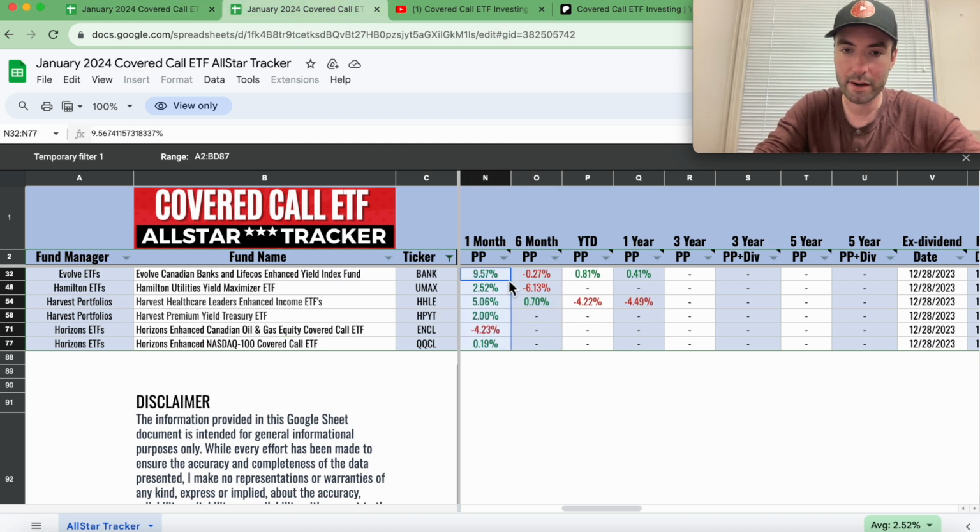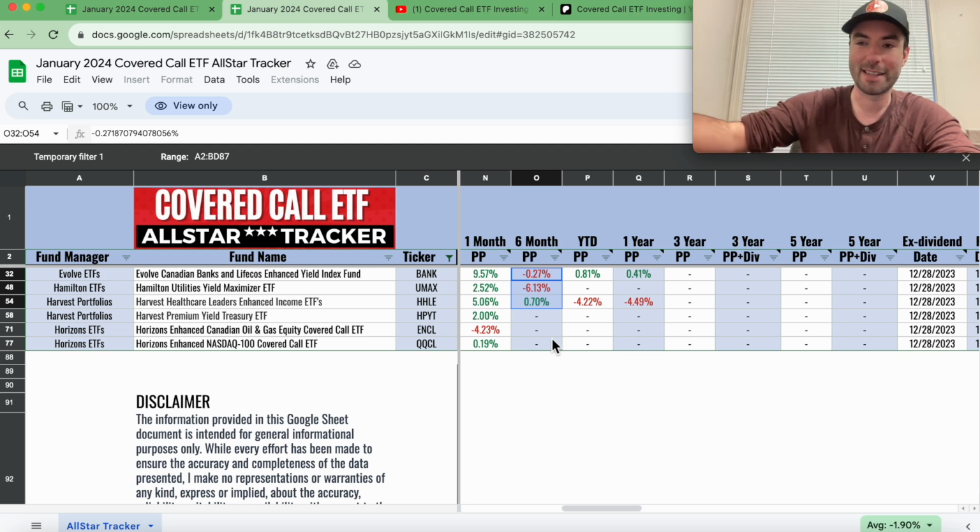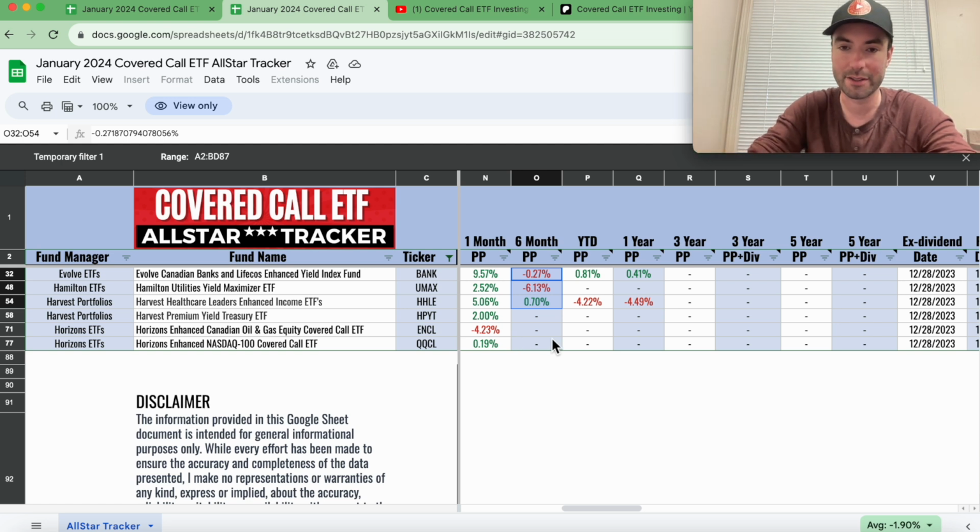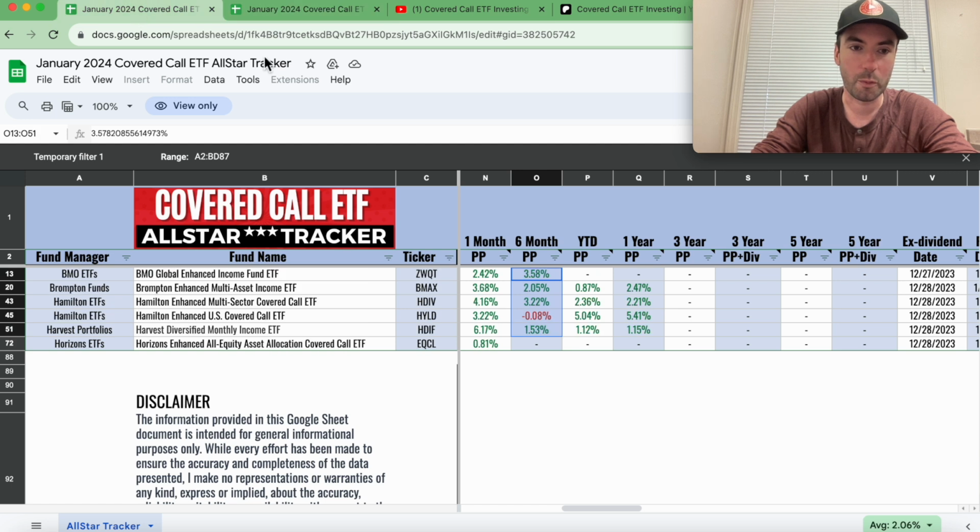And for some of these sector funds, they haven't been around for all that long, so that might be an unfair comparison, right? So HPYT, ENCL, QQCL, their inception dates were in the back half of 2023. And anyway, so haven't been around for that long. Whereas the all-in-ones have been around a little bit longer, let's look at, say, 1 year price performance. You're looking at about 2.81%.